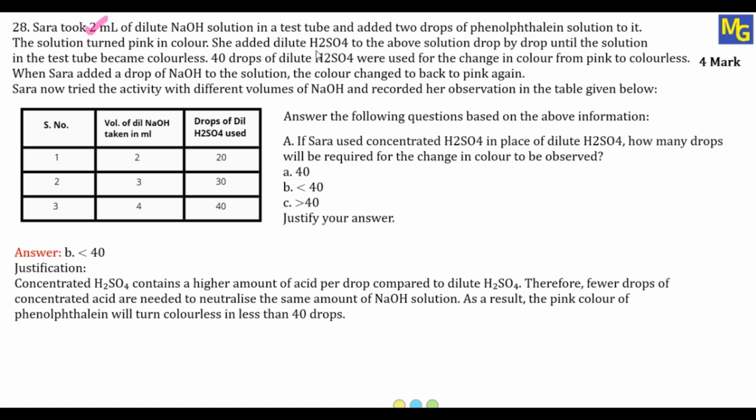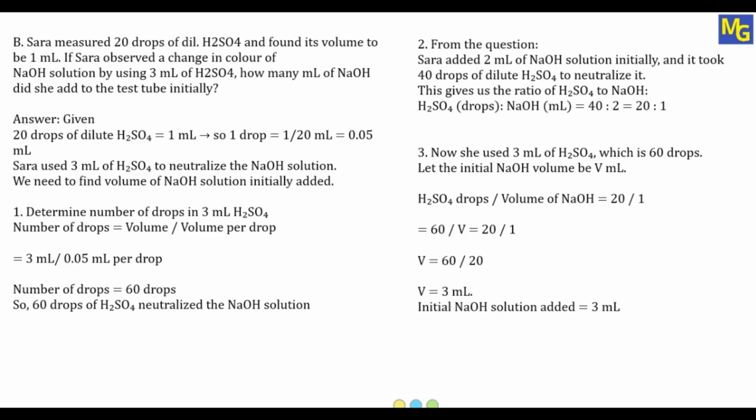Only we are changing concentrated H2SO4 in place of dilute, and as a result the pink color of phenolphthalein will turn colorless in less than 40 drops. So this is the justification of this question A. I hope you understood this question, that is A. After this we will move on to B. Now we will see question B.